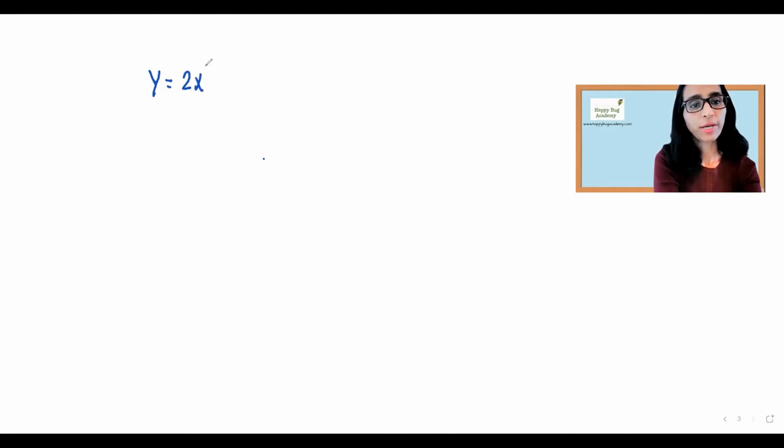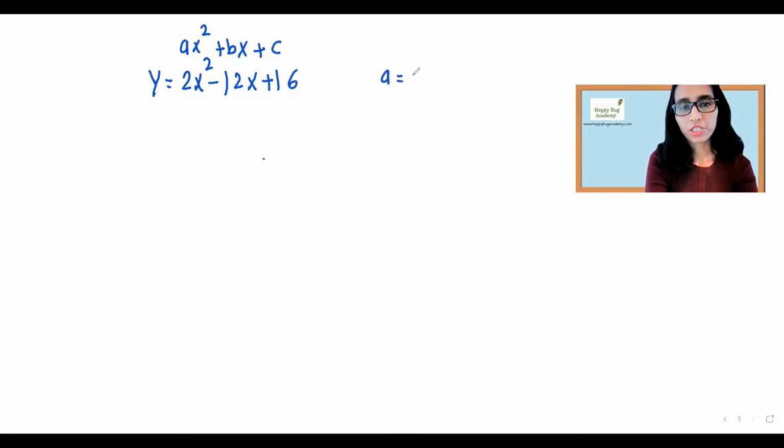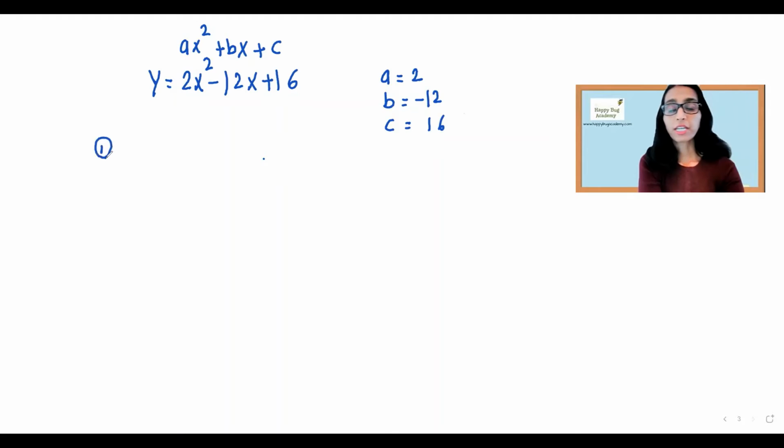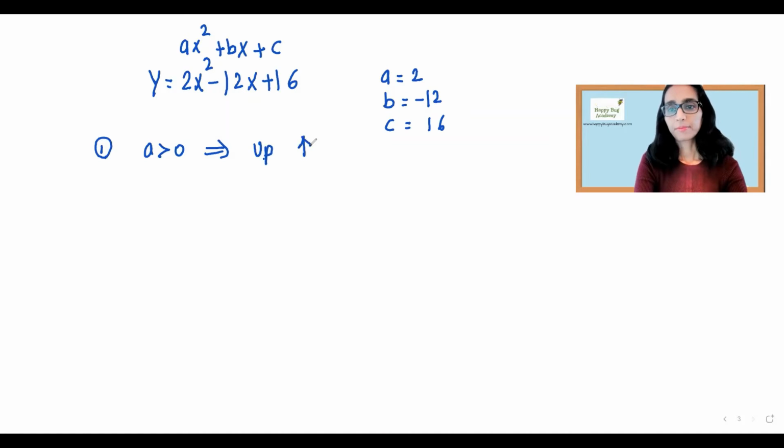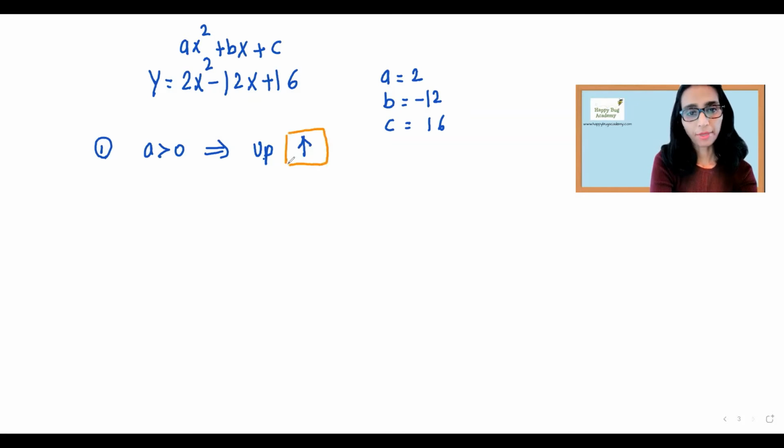Y equals 2x squared minus 12x plus 16. If you compare this to our standard form, which is ax squared plus bx plus c, we can see that a is 2, b is negative 12, and c is 16. The first step is find out if it opens up or down. And here is how you do that. If a is greater than 0, we know that the quadratic equation opens up. And this is step number 1.